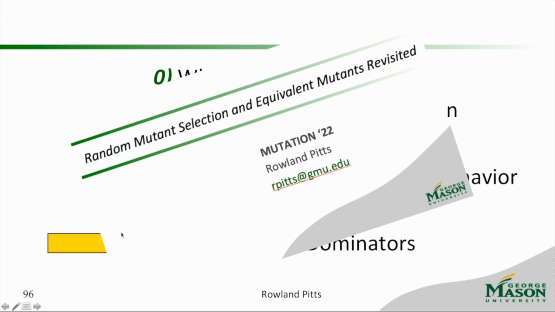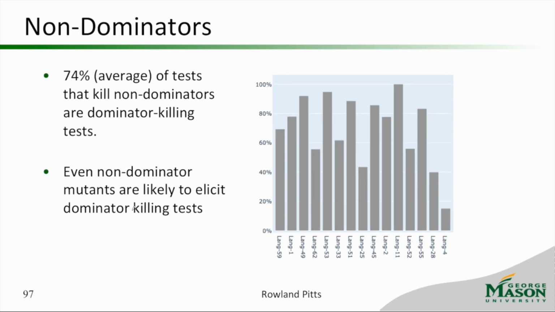I've done a little more research since submitting this paper, and it's going to be published soon at the Mutation 22 workshop. But it indicates that of all the mutants that are not dominators or quasi-dominators, 74% of the tests that kill them are still dominator killing tests. So in other words, 70% of mutants are either dominators or behave like dominators, and of the 30% that are not, they are still fairly likely to elicit a dominator killing test and behave like a dominator. Again, even non-dominator mutants are likely to elicit dominator killing tests.